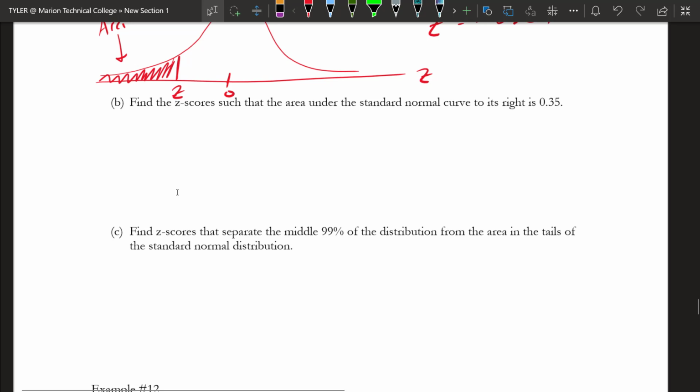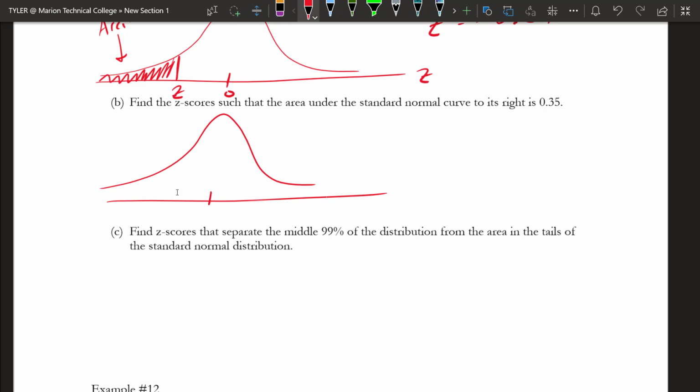So part B says find the z-score such that the area under the standard normal curve to its right is 0.35. Again, we're going to have a standard normal distribution here with a 0 in the center for z-score of 0, and since my area to the right is equal to 0.35, I know it's going to be somewhere over here. Remember, right in the center, from here over is 50%, so that's how I know it's got to be to the right of the mean. So this would be some z-score. We don't know it. We need to find it.